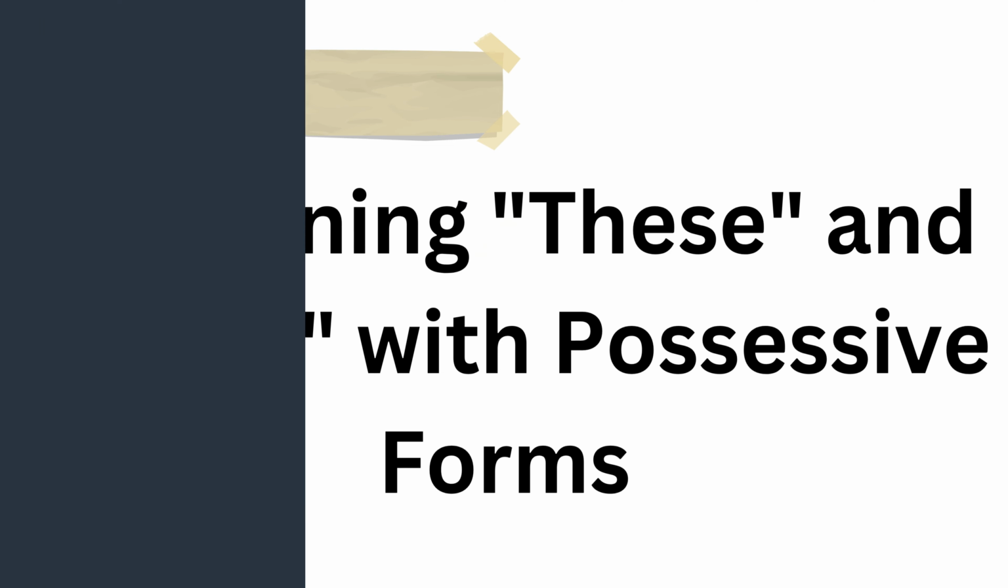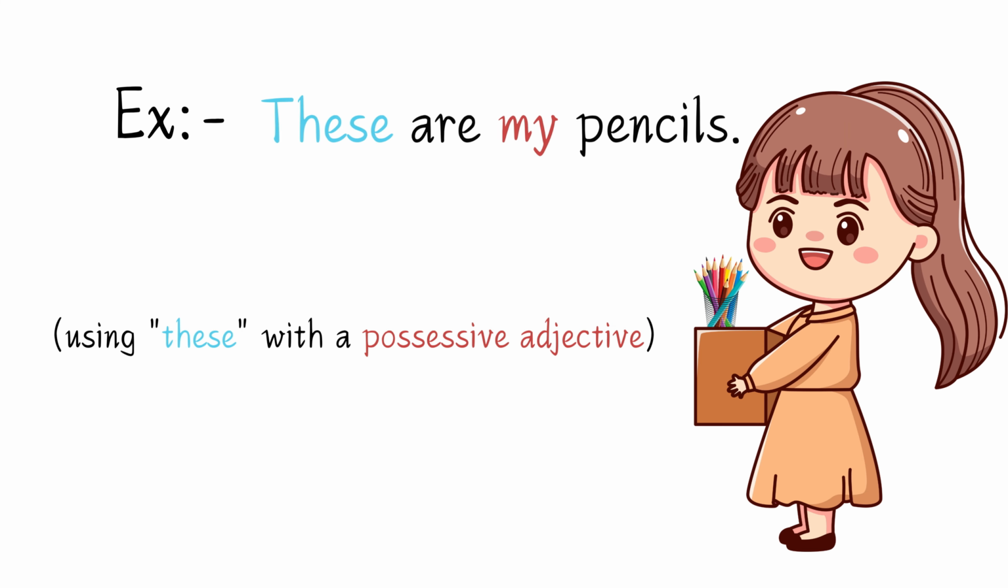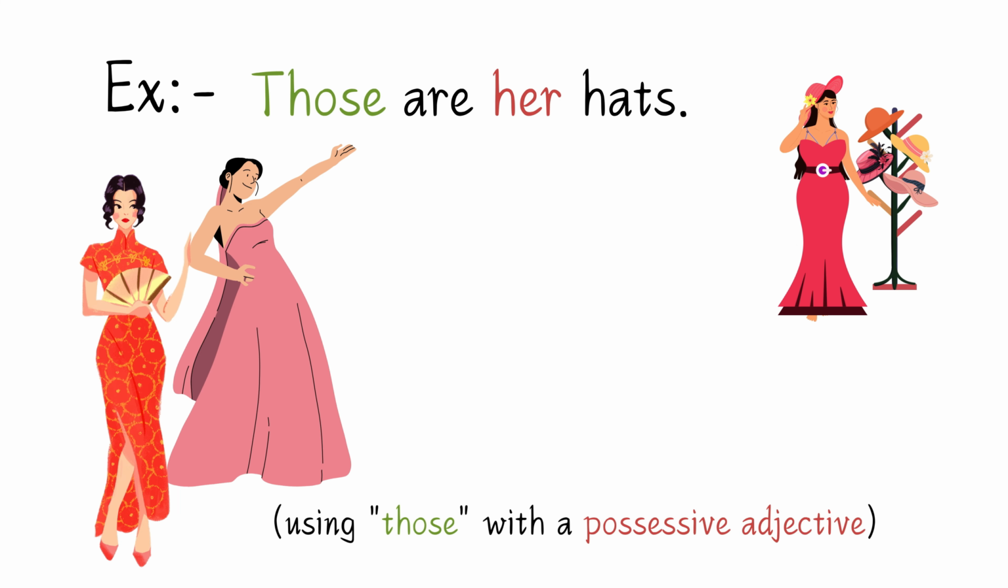Section 4. Combining these and those with possessive forms. Now, let's see how we can combine these concepts. Examples: these are my pencils. Using these with a possessive adjective. Another example: those are her hats. Using those with a possessive adjective.